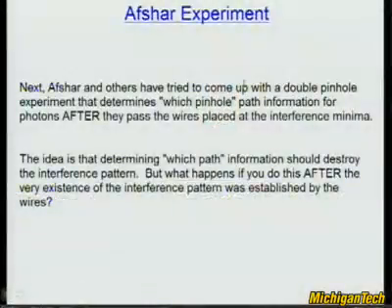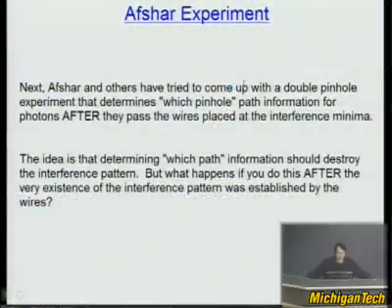You've probably seen some of the past lectures or know about the double slit experiment, but it's going to get stranger. Here's what they're trying to do. Afshar and others have tried to come up with a double pinhole experiment that determines which pinhole path information for photons after they pass the wires placed at the interference minima. The idea is that determining which path information should destroy the interference pattern. But what happens if you do this after the very existence of the interference pattern was established by the wires?